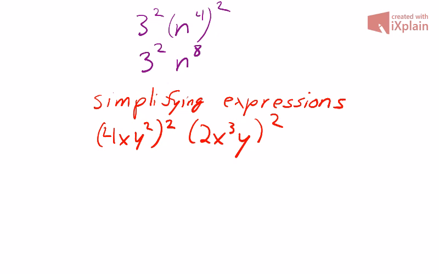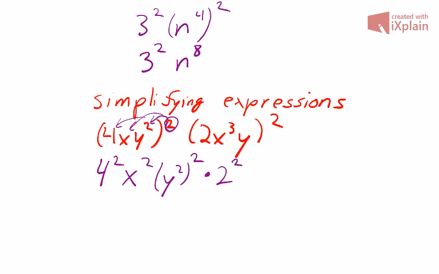So the first thing I need to do is I'm going to take these squareds right here. I'm going to bring them into my equation. So the 4 is going to be affected by it. I end up with 4 squared. My x is going to be affected by it. I end up with x squared. And my y squared is also going to be affected by it. So I have y squared squared. I do the same thing over here. End up with 2 squared, x cubed squared, y squared.